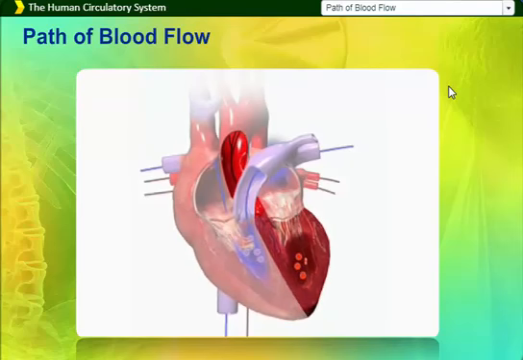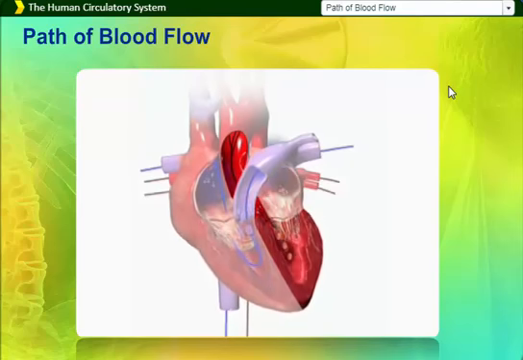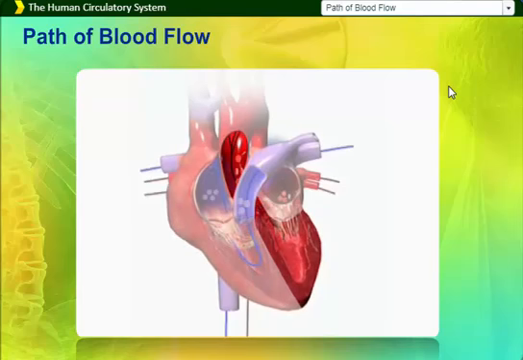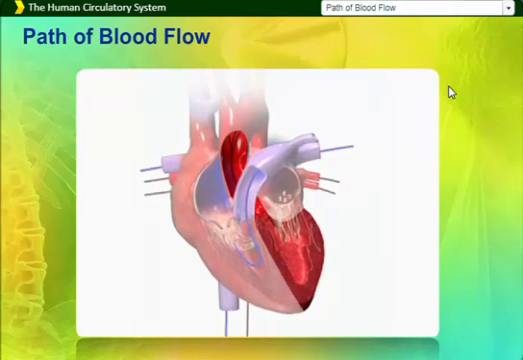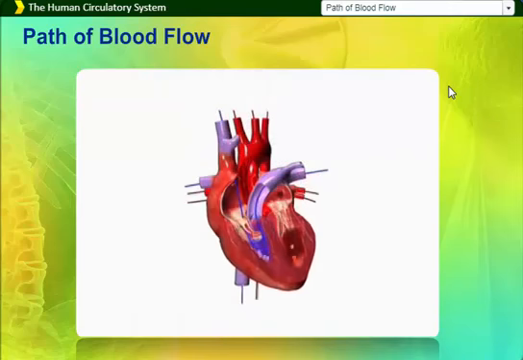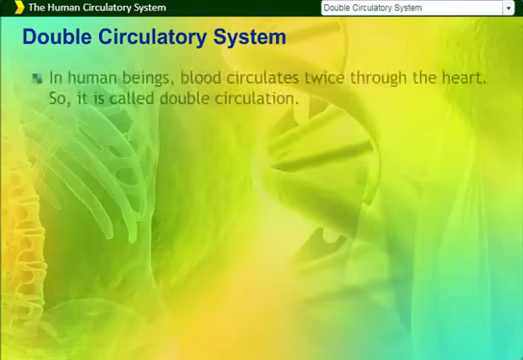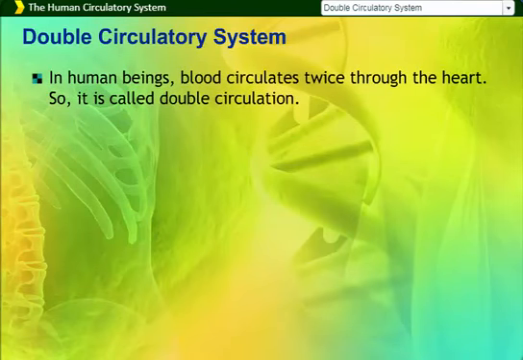The oxygenated blood, after reaching the left ventricle, is pumped into the aorta, which divides into the brachiocephalic trunk, left common carotid, and left subclavian arteries. Arteries carry the oxygenated blood to the various parts of the body. In human beings, blood circulates twice through the heart, so it is called double circulation.